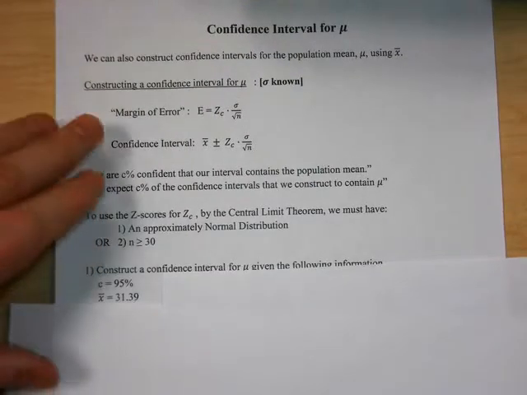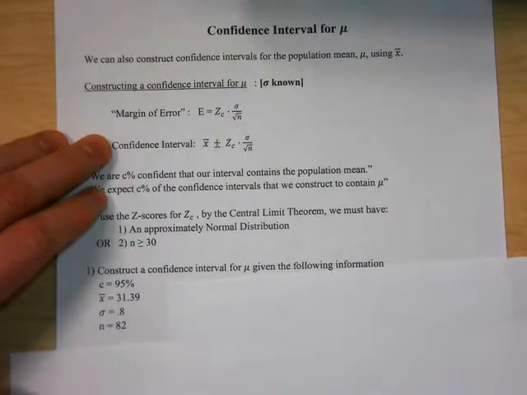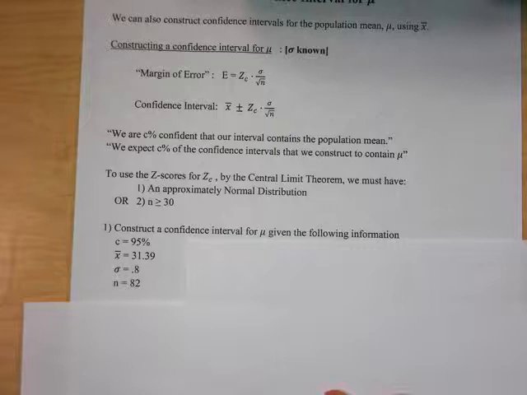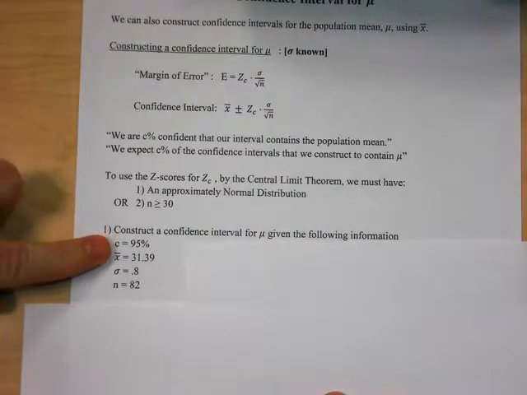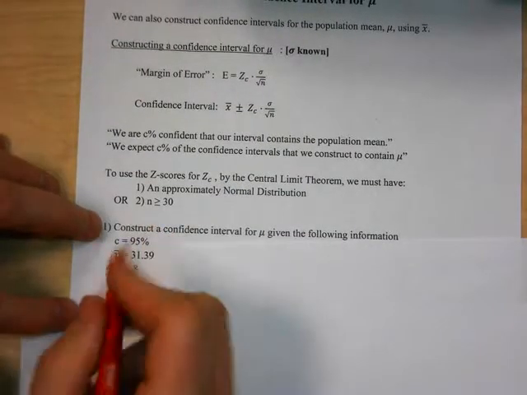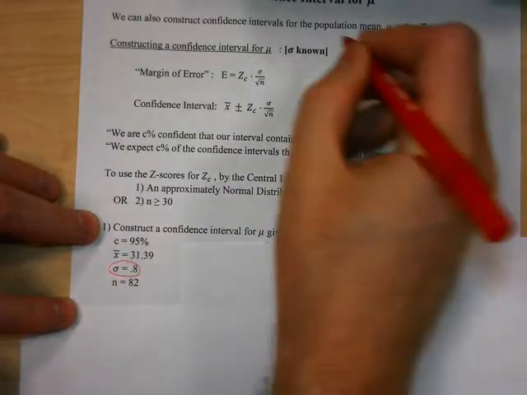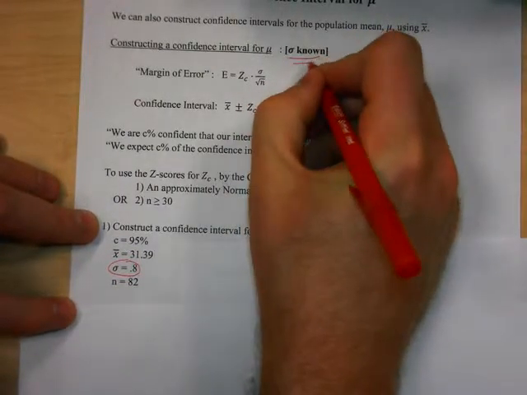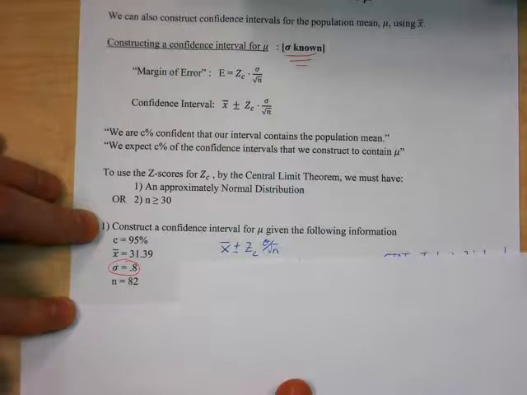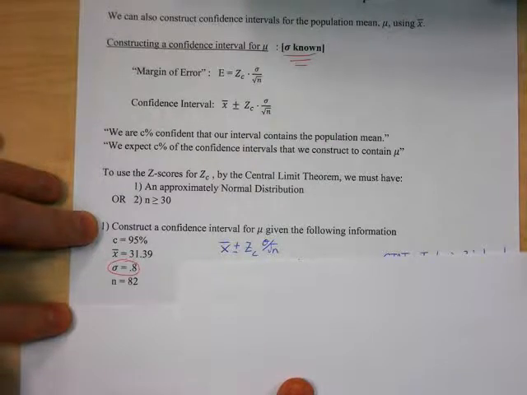As we go through the first example here, this is basically plug and chug, just like it is for the proportion. Construct a confidence interval for mu, given the following information. I give you a 95% confidence level, a sample mean, and a population standard deviation. That's going to be important here. The sigma is 0.8, which goes with the idea that sigma is known. So when we use our formula, we're going to plug in the values for x bar, z sub c, sigma, and square root of n.